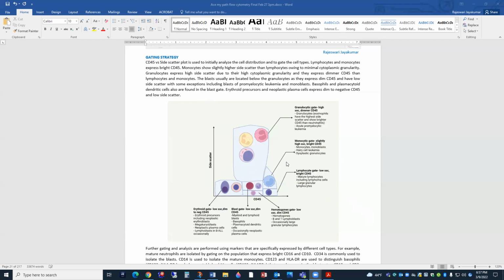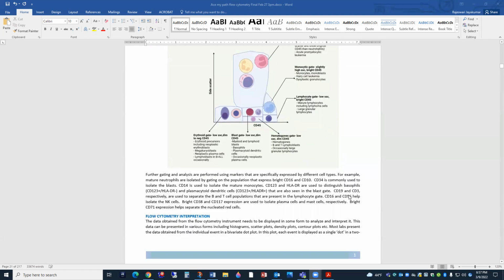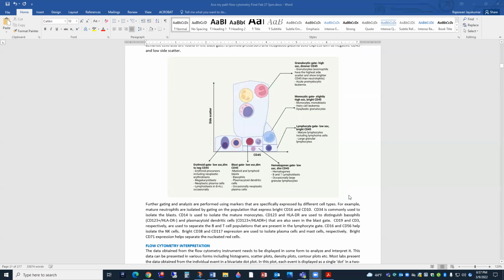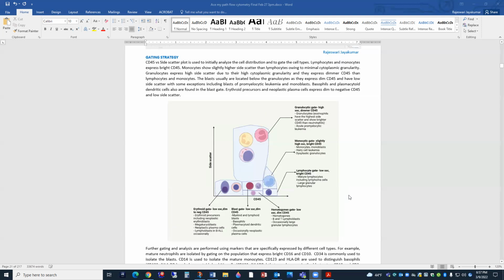So then once you get your population of interest, we can also use certain markers to isolate the population that we need. For example, we know that B cells express CD19 throughout their life, from the immature stage to the maturation stage. So if you want to isolate anything in the B lineage, you can use CD19. Similarly, for T lineage, you can use CD3 and CD7. If you want to isolate the mature T cells, you can use CD3. If you want to include the immature cells, then you can include CD7.